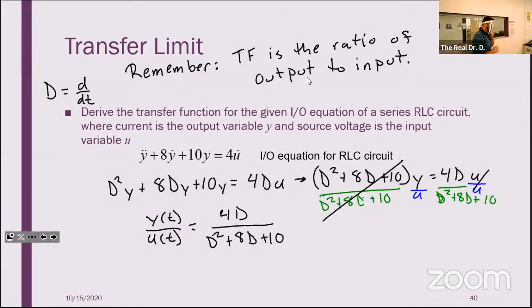All right, so if we divide these things, these things and these things go in, I'm left with 4D over D squared plus 8D plus 10. Fun fact, he says, and no one believes him. Fun fact, the denominator of this transfer function is also known as the characteristic equation of our system.